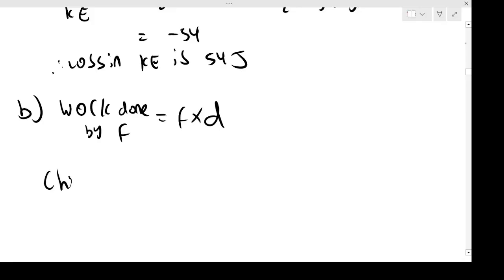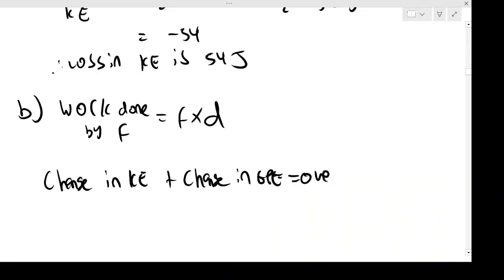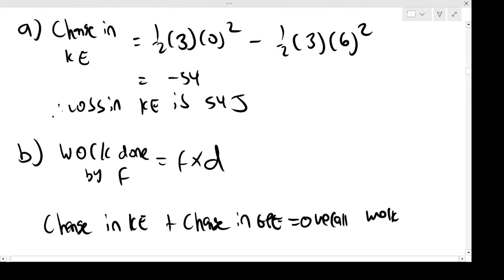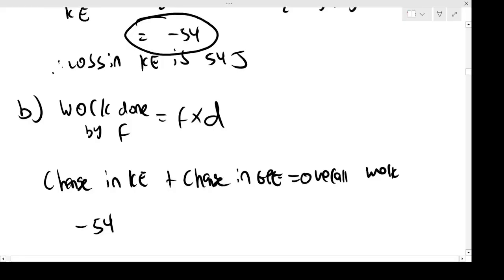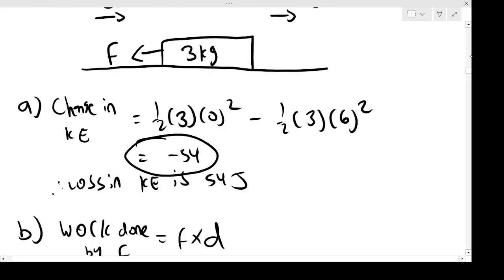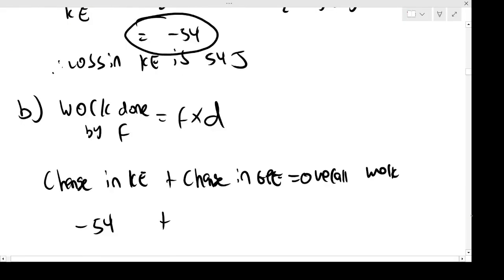So again, the work energy principle is that the changes in both the kinetic energy and the GPE has to equal the overall work. Well, of course, the change in kinetic energy, again, is minus 54. The change is negative, negative 54. And then obviously there's no GPE here because it's always on the floor, so no change there. And that's going to equal the overall work, right?